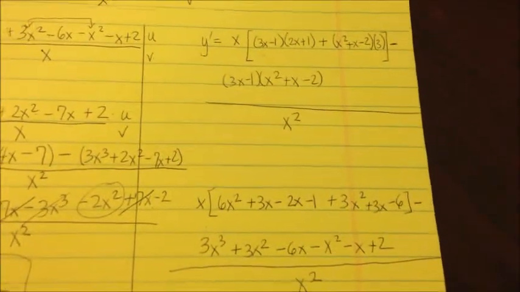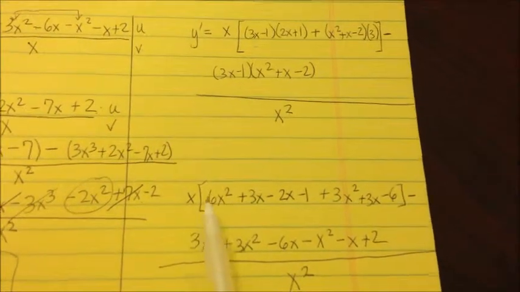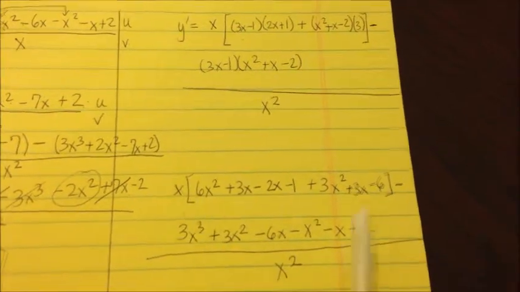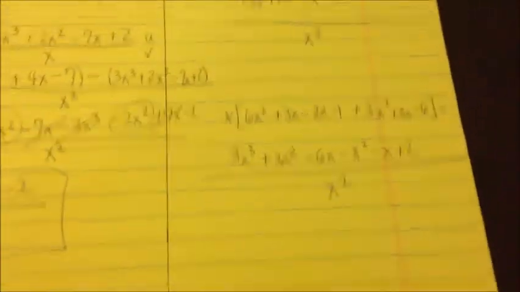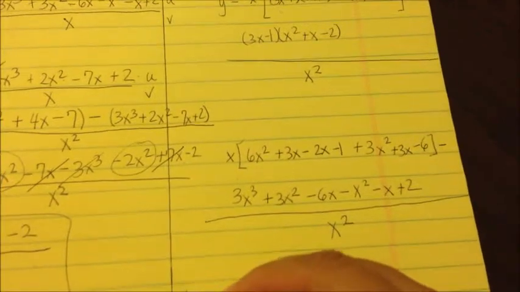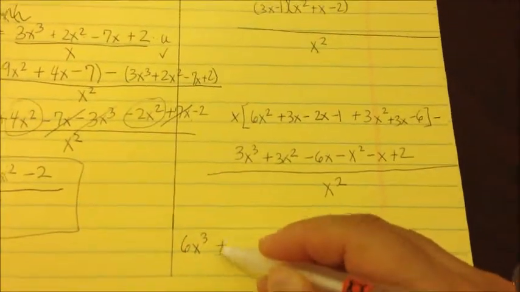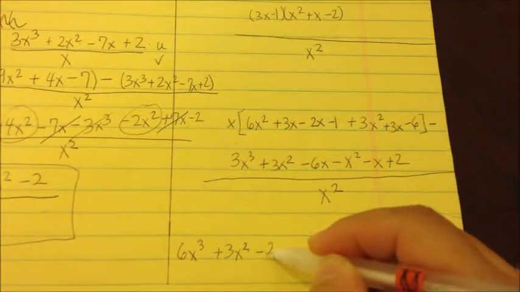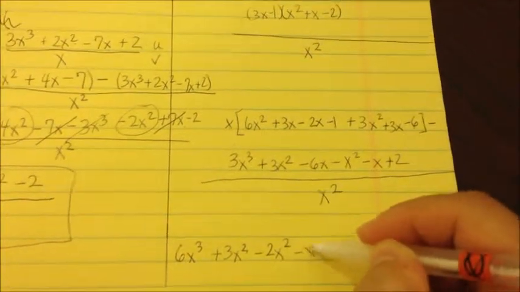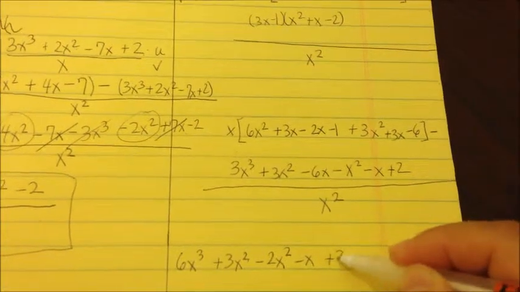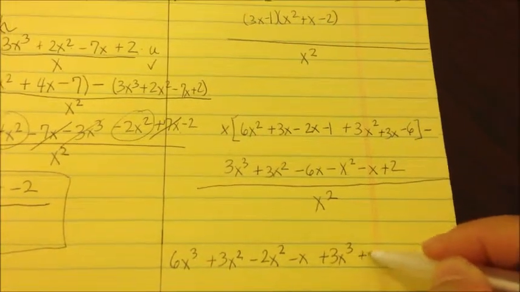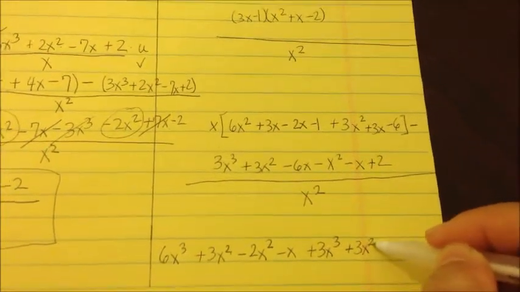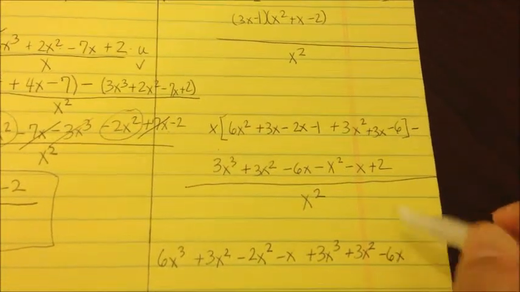I want to distribute the x that's on the outside into each of this part right here, so I could drop the brackets right there. So let me see if I can find a space here. So now we got a 6x cubed, right? Plus 3x squared minus 2x squared minus x. And then plus 3x cubed plus 3x squared minus 6x. Okay, so that looks good.